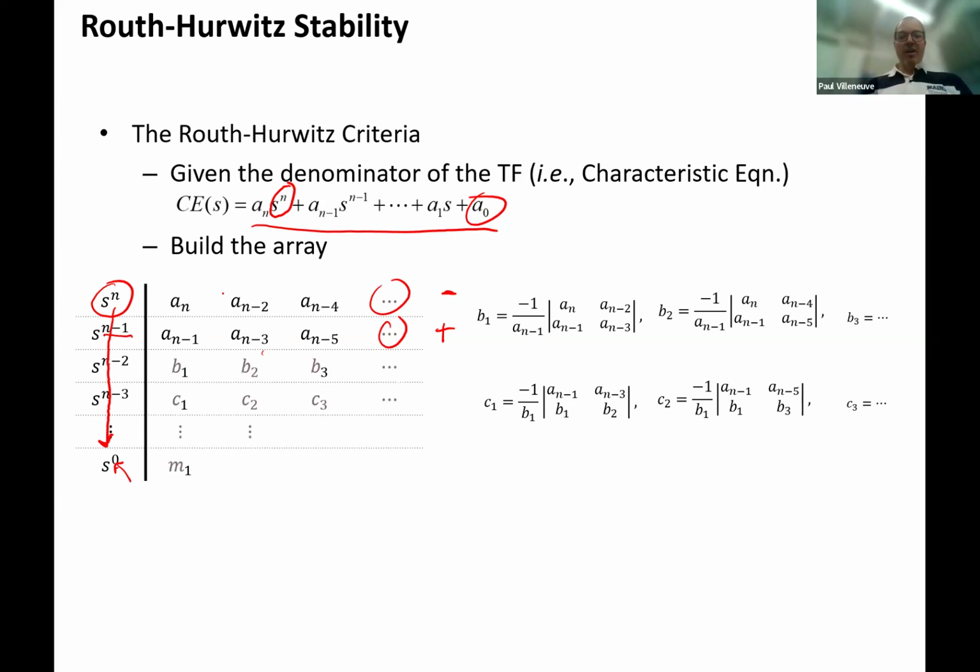Now to build the next row, we actually have to do calculations. And how do you do the calculations? This is where it gets a little tricky. You're going to do B1 here, and B1 is going to be determined by calculating the determinant of the previous 2 rows. And then you're going to take the negative term over here. So does anybody know what the determinant of this first B1 term is? Do you know how to calculate determinants? Have you done that in linear algebra?